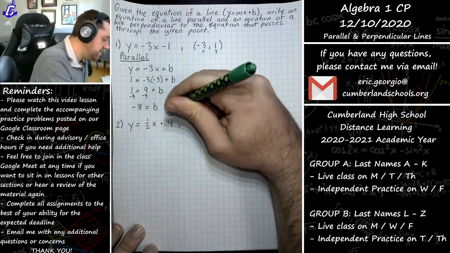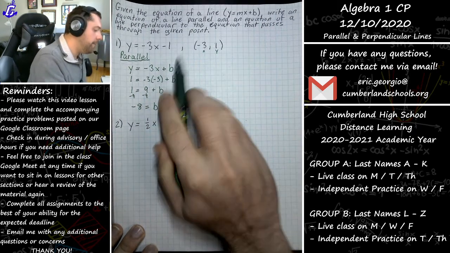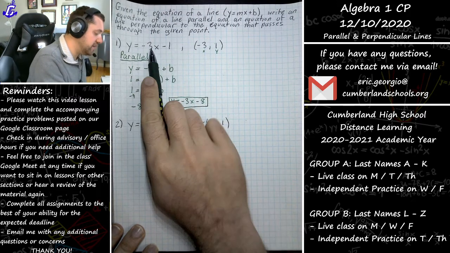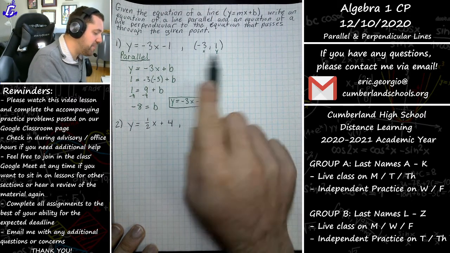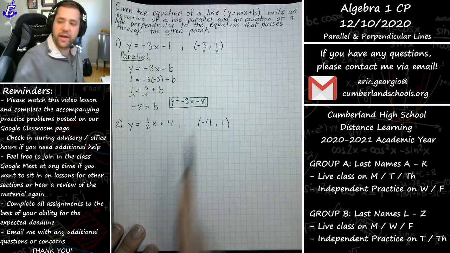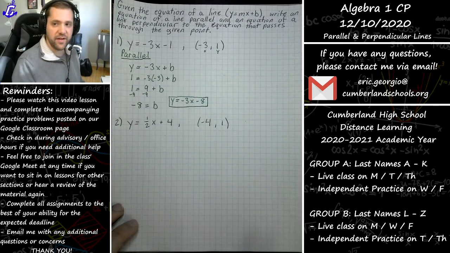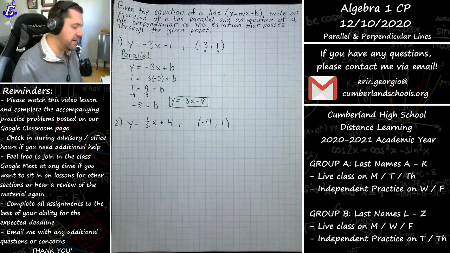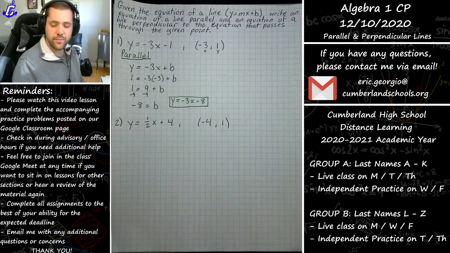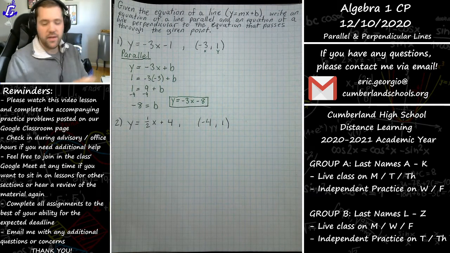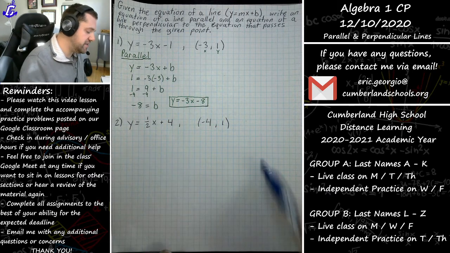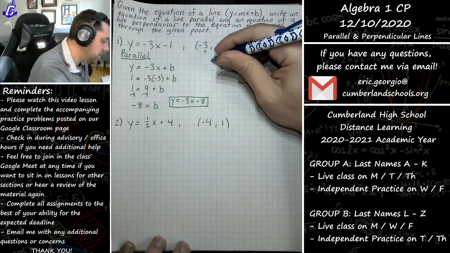Okay, that's the equation of the line parallel to this line, because they share the same slope, and it passes through that point by using that y-intercept. All right, if you don't believe me, take a look at a graph of it on your own. You'll see that that's exactly the case. All right, that's parallel. Let's deal with perpendicular, and then we'll do the second example the same way. Ready? Perpendicular.